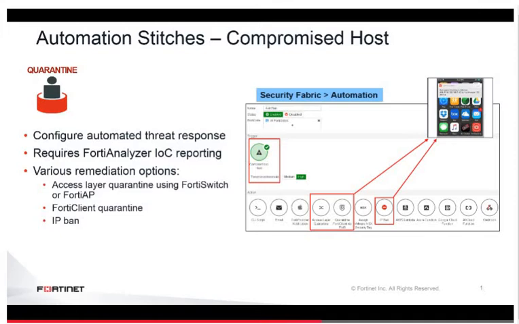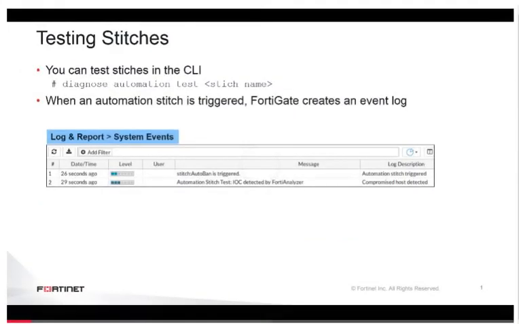Ban the IP. You can also click Monitor, Quarantine Monitor to view quarantined and banned IP addresses. Quarantined addresses are automatically removed from quarantine after a configurable period of time. Banned IP addresses can be removed from the list only by administrator intervention. You can test your automation stitch using the command shown on this slide. When an automation stitch is triggered, FortiGate creates an event log.